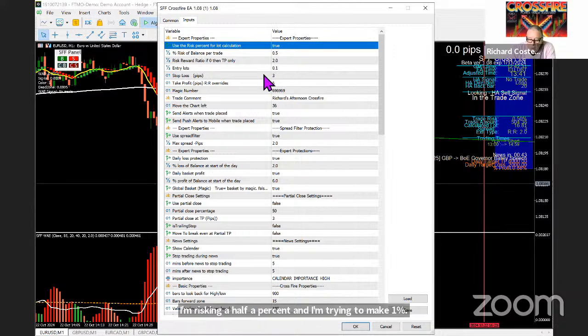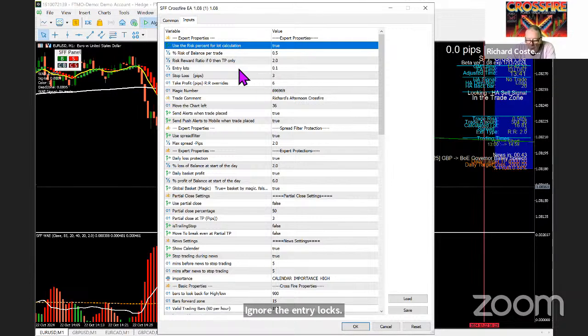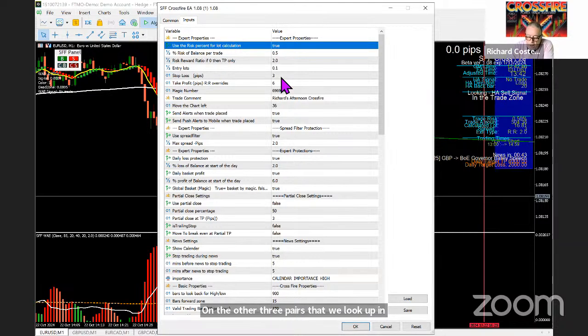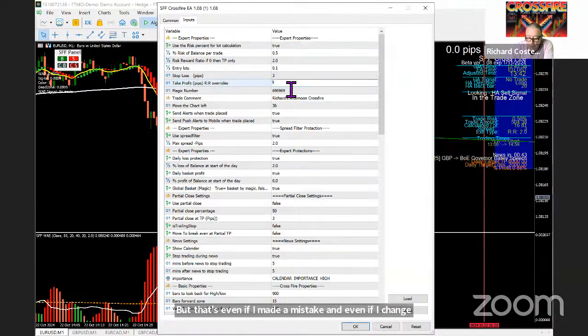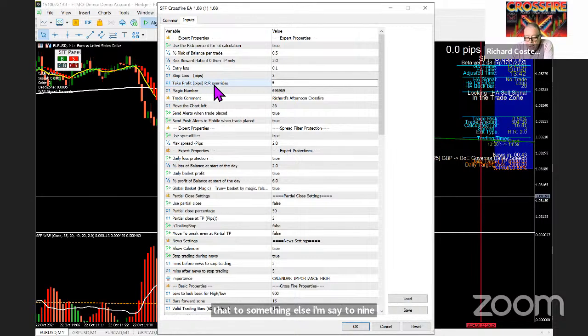Ignore the entry locks. Stop loss on Euro USD, I'm using a 3-pip stop loss. On the other 3 pairs that we look at in the afternoon, I set that to a 4-pip stop loss. And my take profit is 6 pips, but even if I made a mistake and changed that to something else, say 9, it says here R to R override. So my risk to reward is 1 to 2. It'll always get me out at 1 to 2, so it's actually going to get me out at 6 pips on Euro USD.